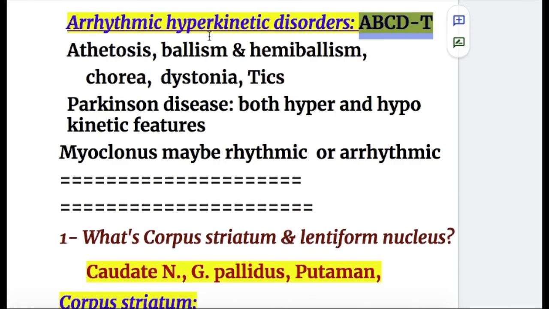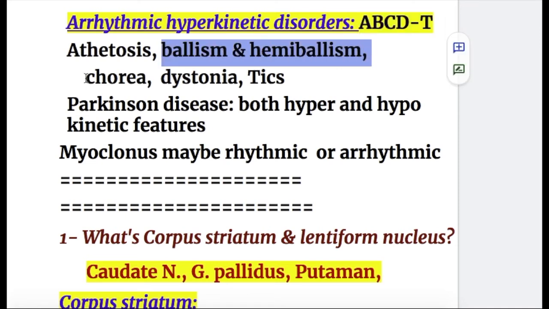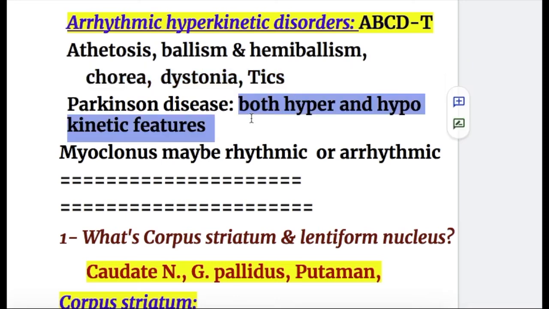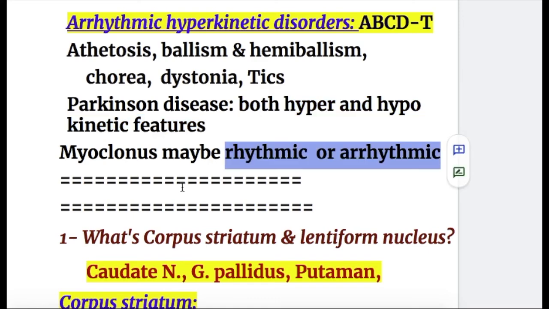Now, arrhythmic hyperkinetic disorders. The mnemonic for that is A, B, C, D, T. A for athetosis, B for ballism and hemiballism, C for chorea, D for dystonia, and T for tics. We'll discuss them in other videos separately. Parkinson's disease has both hyper and hypokinetic features. And number 2, myoclonus may be rhythmic or arrhythmic.